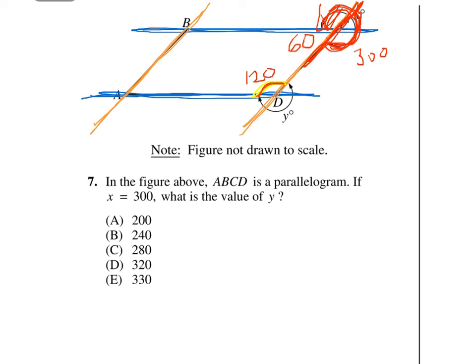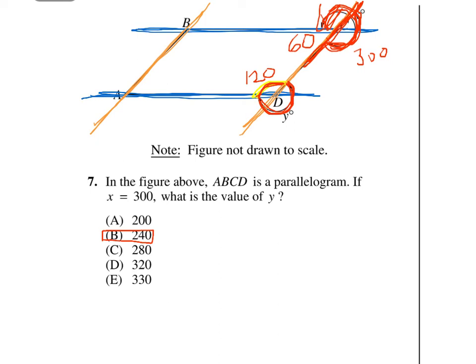If this portion is 120, what's left has to add up with 120 to give 360. I'm sorry, I skipped the answer. 120 plus the mystery value y has to be 360. That means the mystery value y has to be 240.